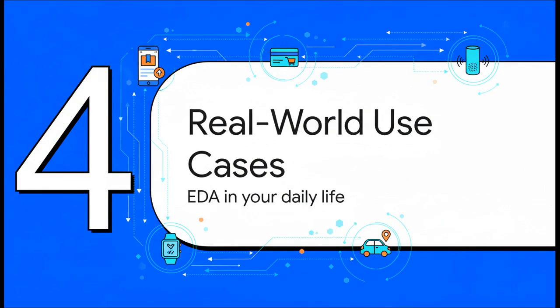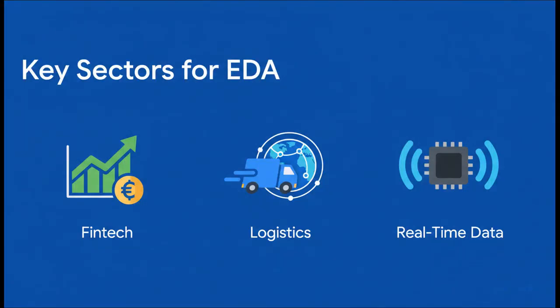All right, we've gone through the what and the how. But what about the where? Where does this architecture actually show up in your daily life? And the answer is pretty much everywhere. I mean, EDA is a total game changer in a ton of industries, but its impact is just massive in a few key areas where speed and scale are absolutely critical. We're talking about fintech, logistics and supply chain, and of course, any kind of real-time data application.